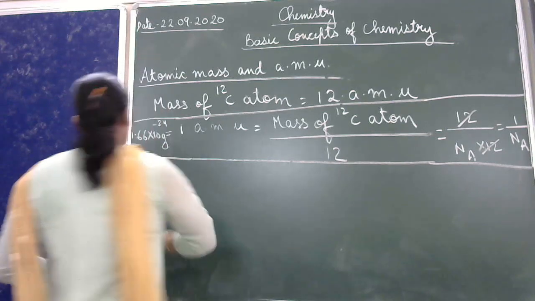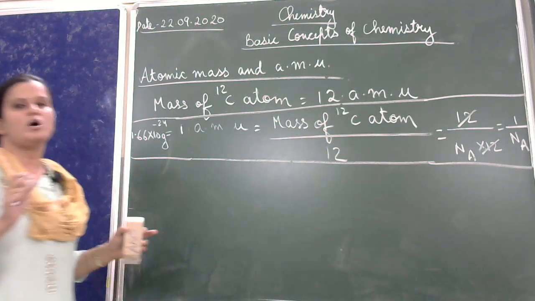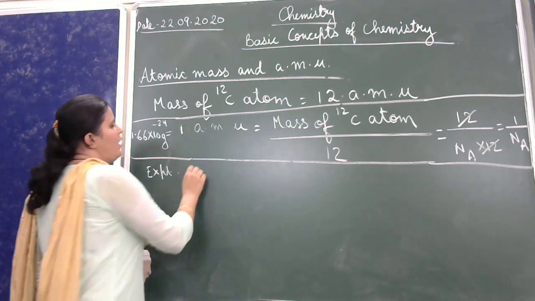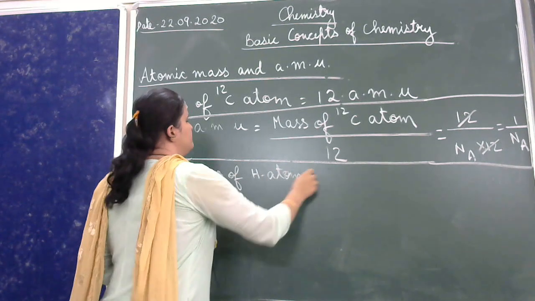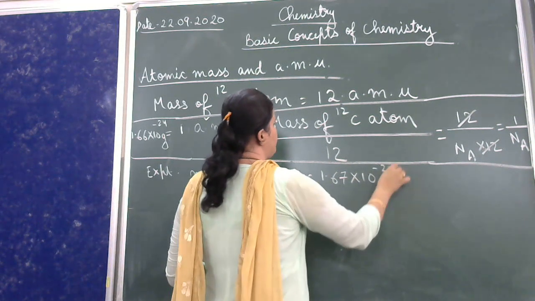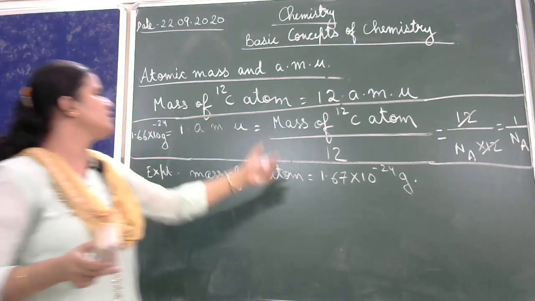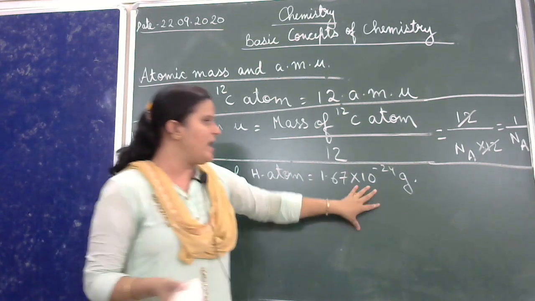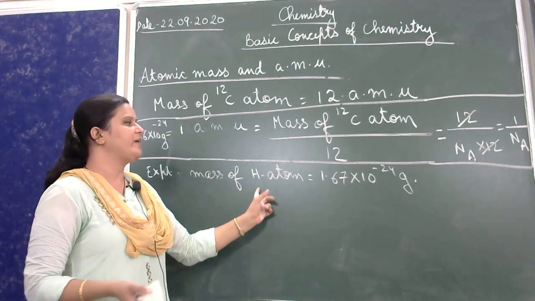So, suppose experimentally you have determined the mass of hydrogen atom in grams. Experimental value of mass of hydrogen atom is suppose given to you as 1.67 into 10 to the power minus 24 gram. They have asked you to calculate the mass of hydrogen atom in AMU. Just now I was telling you, the mass of the hydrogen atom in gram is given. You are supposed to calculate the mass of hydrogen atom in AMU.